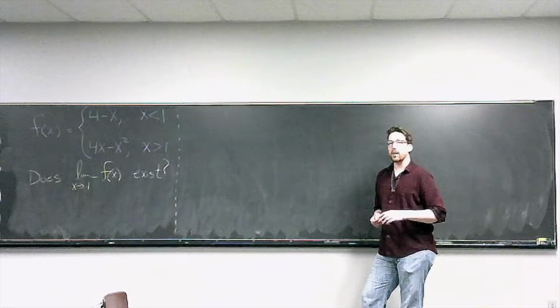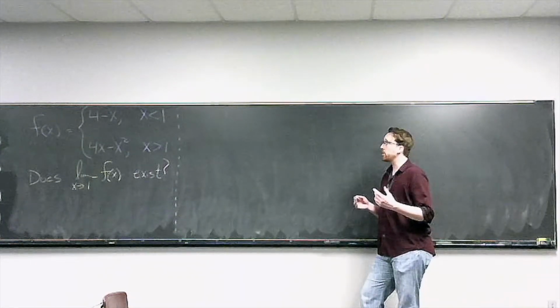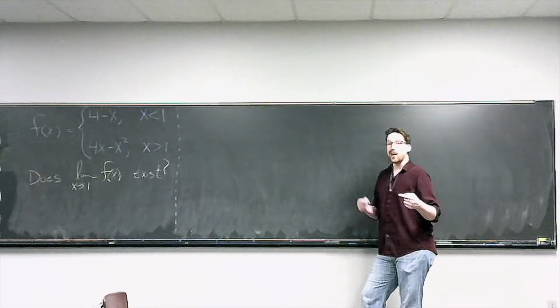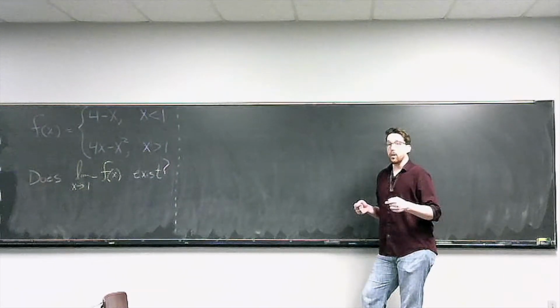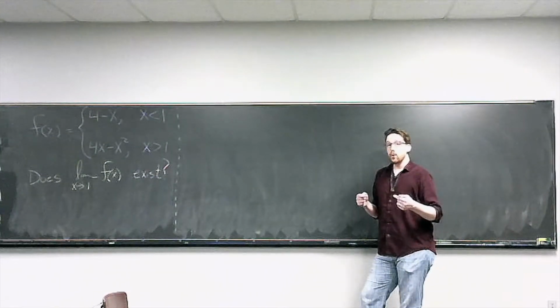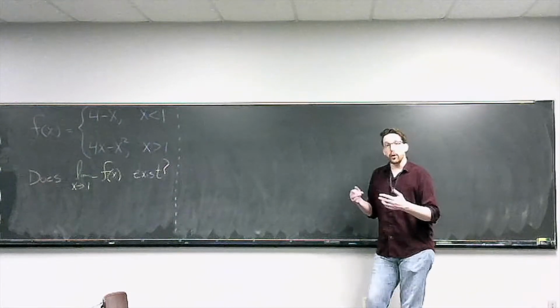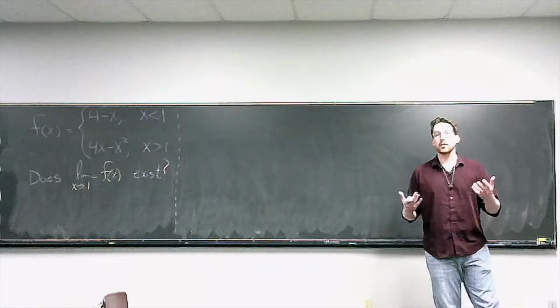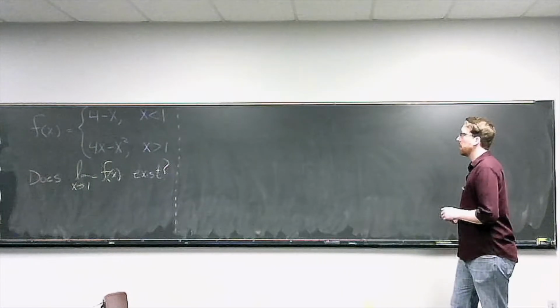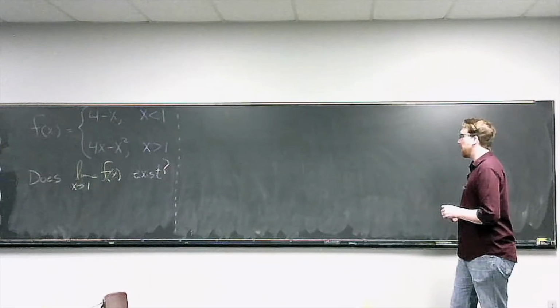Now, like we just saw a second ago, that means we need to show the limit from the left and the limit from the right as x approaches 1 are either equal or not equal, right? If they're equal, then we can say the limit exists. If they're not equal, then we can say the limit does not exist. So how are we going to do that?